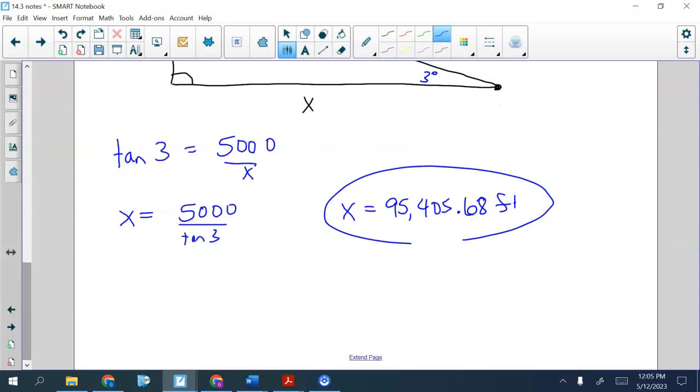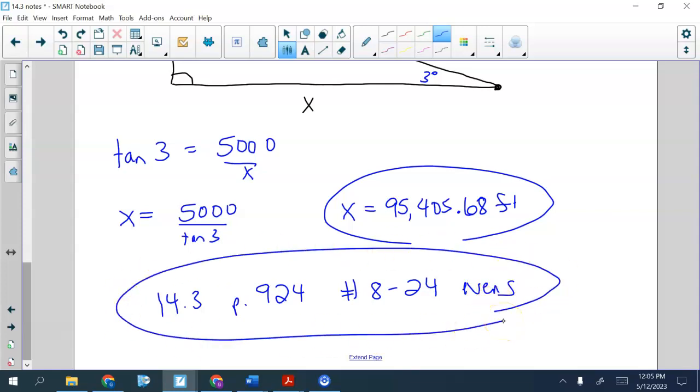So your assignment for tomorrow is the textbook assignment. It is 14.3, page 924, numbers 8 through 24 evens. Okay, so try to work on having that done for tomorrow.